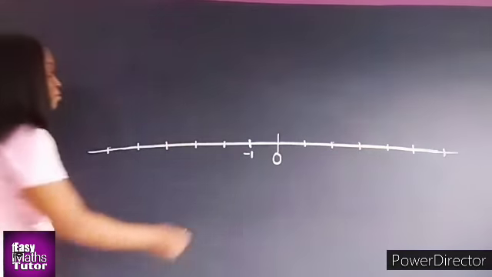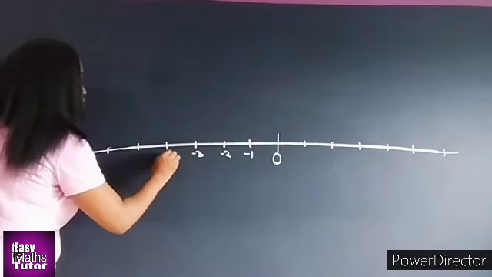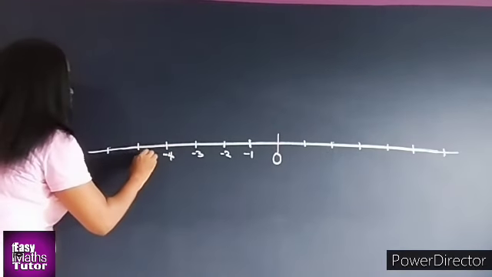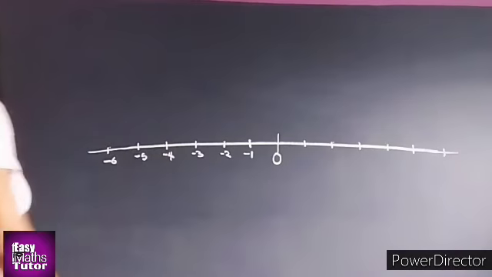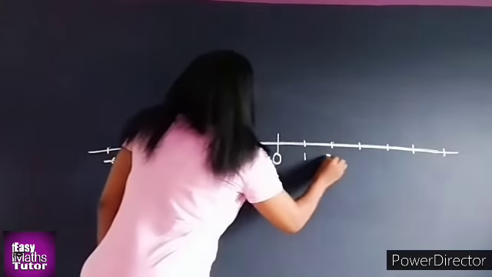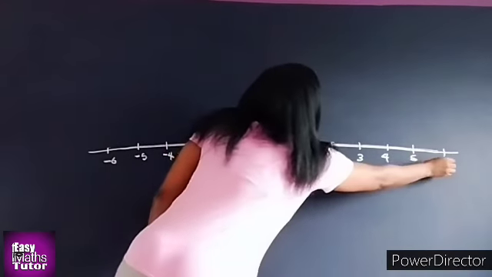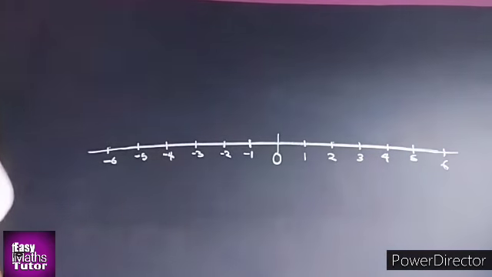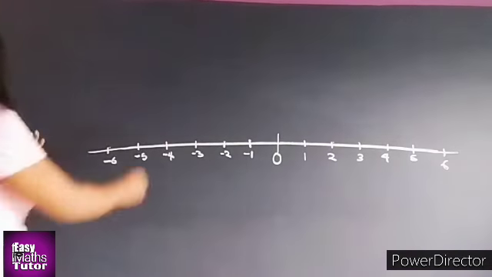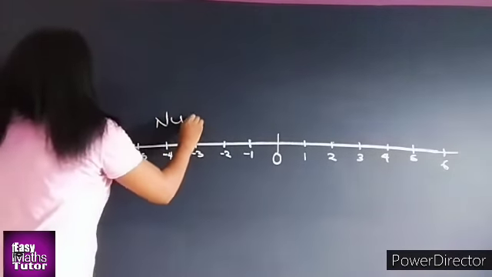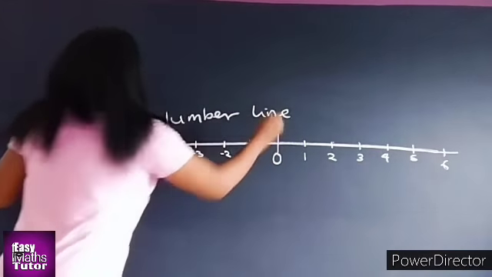Let's count it together. -1, -2, -3, -4, -5, -6. Right? Then 1, 2, 3, 4, 5, and 6. So this is known as the number line.